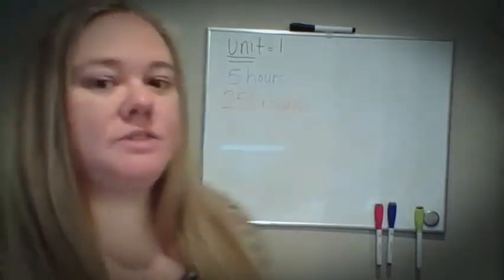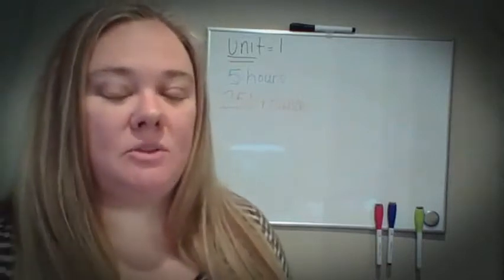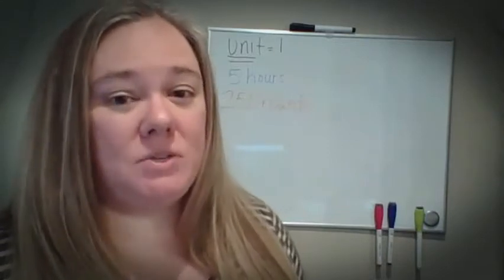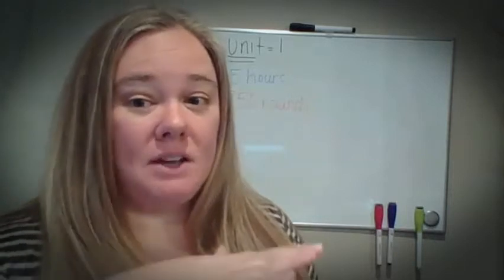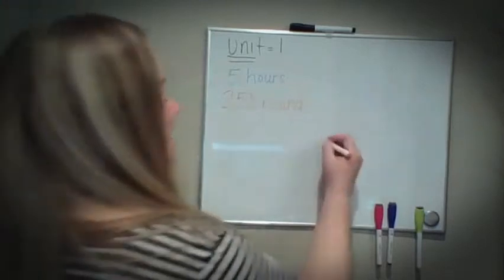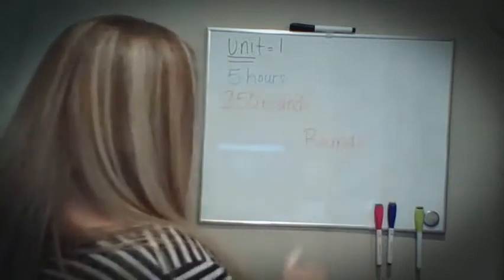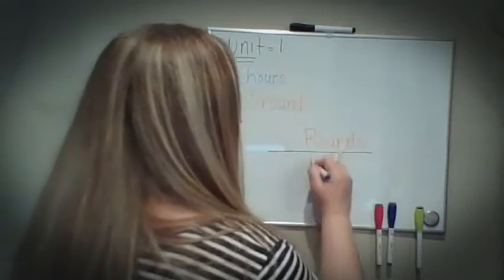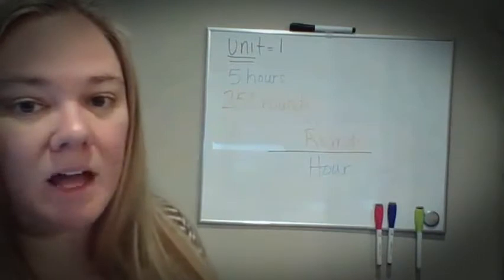We want to figure out the unit rate. Remember that with a unit rate, we're going to be looking at something out of time. In this situation, hours is related to time. So if we're looking at the unit rate of rounds per hour, then that means we're going to have rounds per hour. Usually your problem tells you how they want you to set it up.